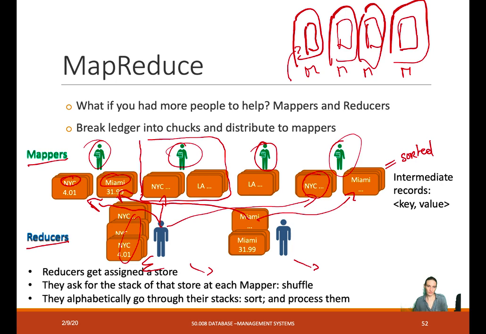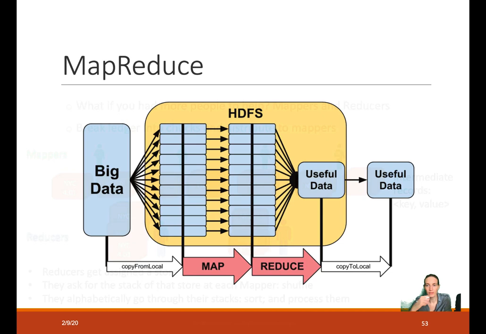So now we see that our network traffic has significantly reduced. Instead of passing 1 terabyte of data, you're only passing the totals per store over the network, because the calculations actually happen on the nodes. So you have your big data, which we store in a Hadoop file management system. The mapping and the reducing happens in the cloud. The useful data is in the cloud, and the data transferred and copied to local is only the useful data. This is what makes MapReduce so powerful.